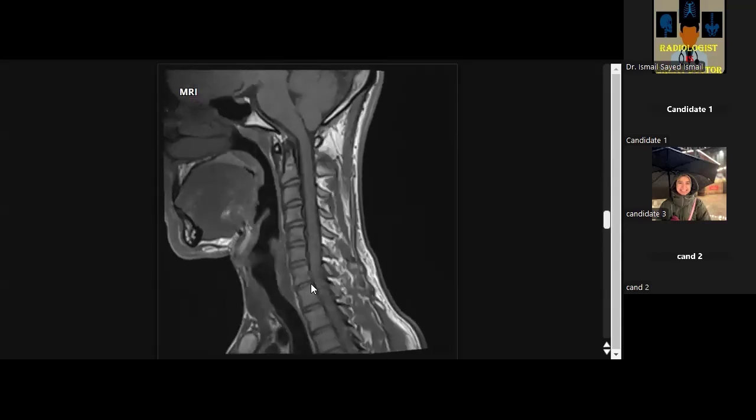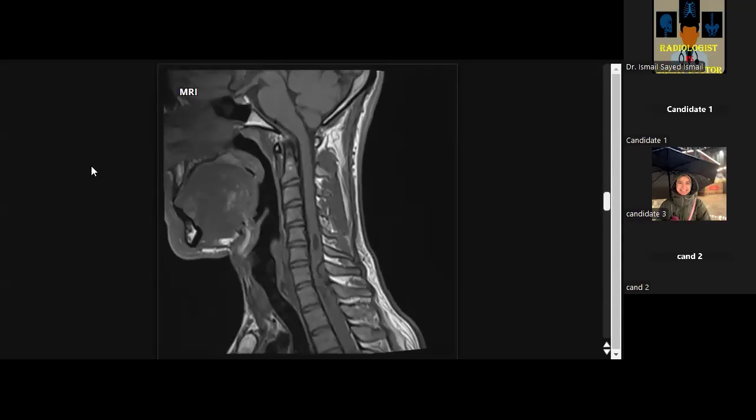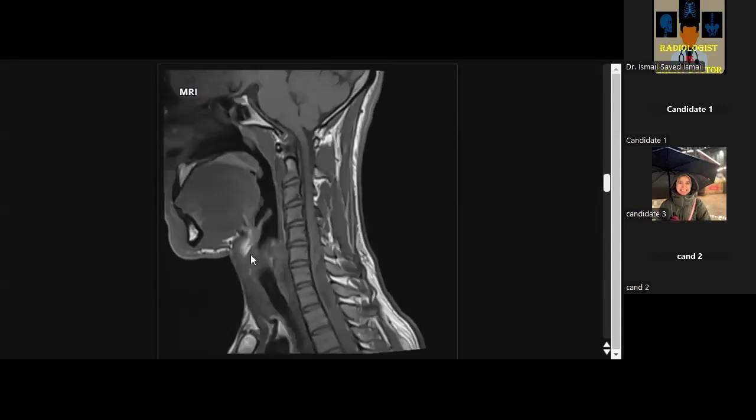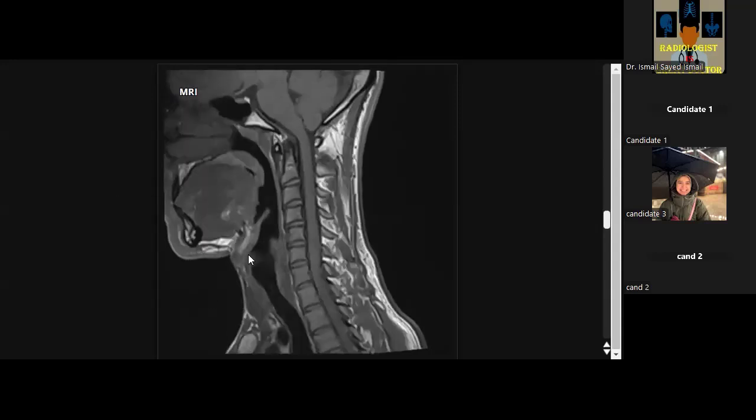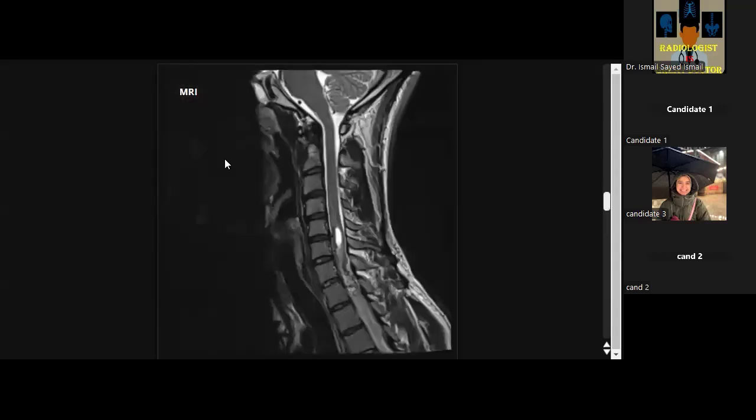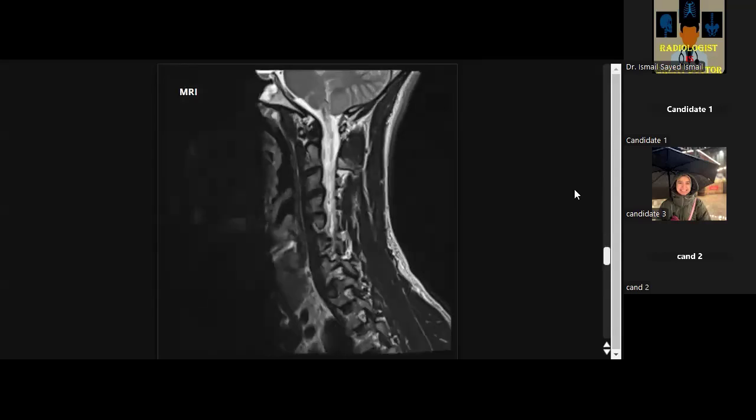I'm checking the rest of the spinal cord. I'll give you T2. Okay. Just leave the mouse, please. Okay.